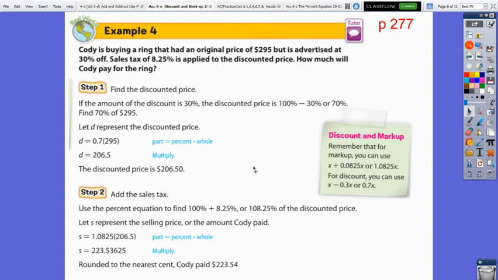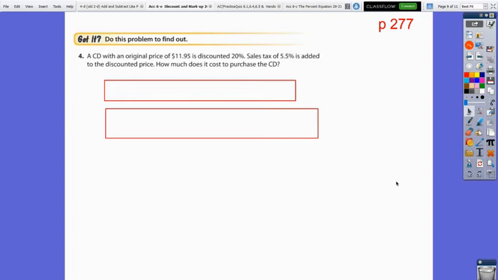Okay. So sales tax is like markup, except it's money that goes to the state instead of to the business. All right, so here's a got it for this type of problem. The CD with an original price of $11.95 is discounted 20% off, and then a sales tax of 5.5% is added to the discounted price. What does it cost to buy the CD?